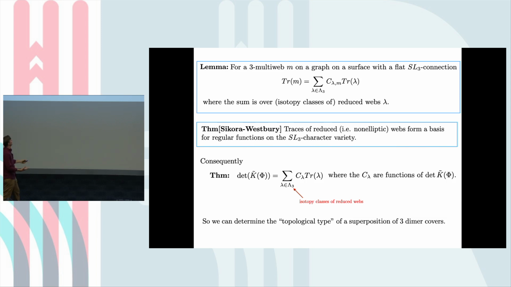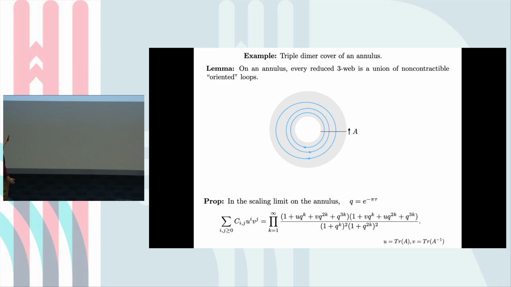So we're in good shape because this is something we can compute, or at least our computer can compute, and with some linear algebra, we should be able to extract the coefficients. But again, that's kind of a hard, infinite dimensional linear algebra problem. We don't really know how to do that effectively. But the upshot is that we can determine the topological type of a superposition of 3 dimer covers. And again, here's the answer for an annulus. That's the case where calculations are feasible, easy enough to do.